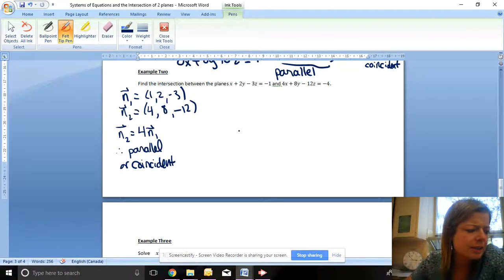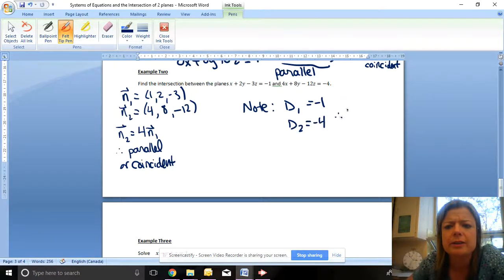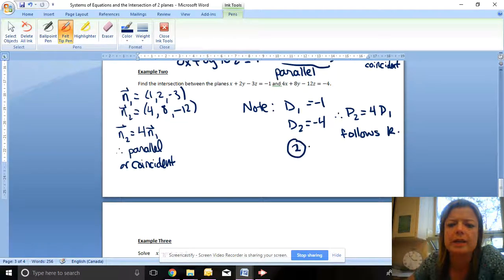But watch what happens when you try to actually solve the system. If you try to solve it, okay, so actually, I should just write that. So note that our D1 is equal to -1 and our D2 is equal to -4. So therefore D2 is equal to 4 times D1, which follows the same k as over there. So the entire equation 2 is equal to 4 times the entire equation 1. So that's how you know they're coincident.